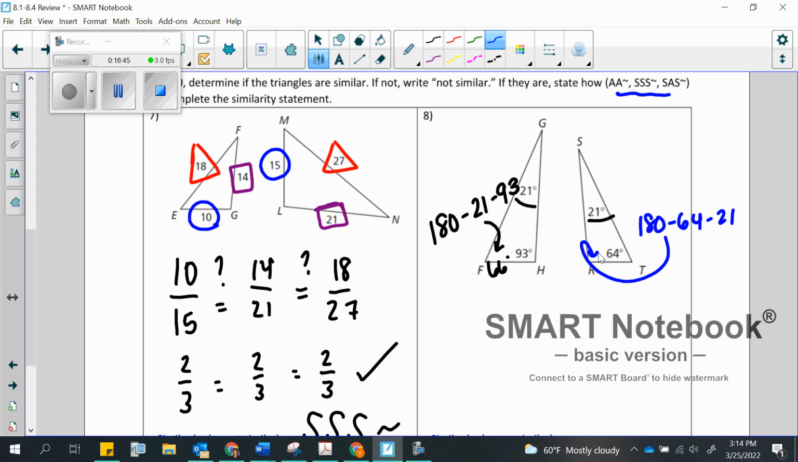To find angle R, you're going to get that angle R is equal to, I believe it's going to be 95. So there are no other congruent angles besides the one, so we just say that these triangles are not similar. And we can't write a similarity statement if they're not similar. So we're done, okay? If two other angles were the same, then we'd be good to go. These would be similar by angle.